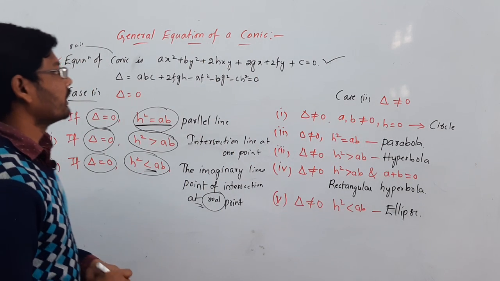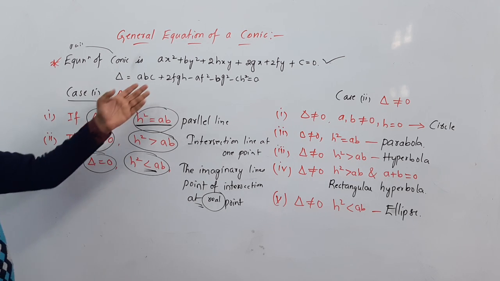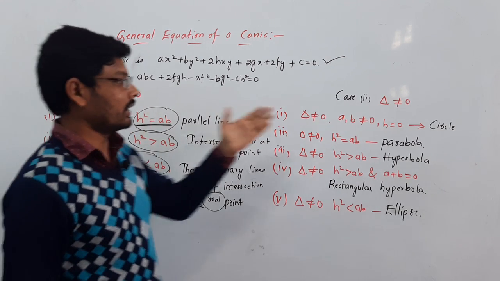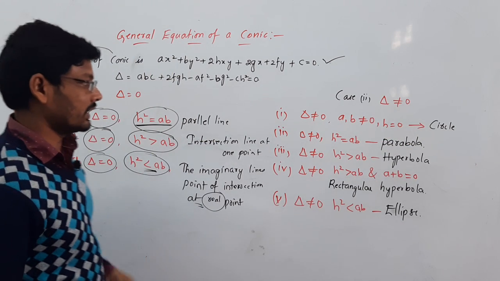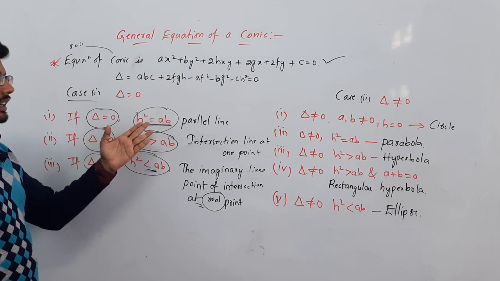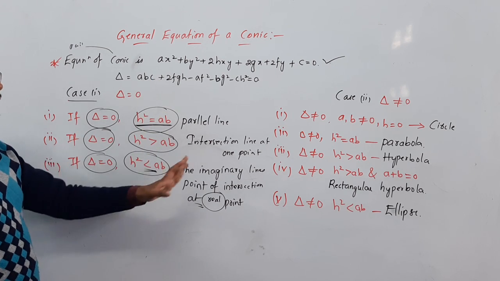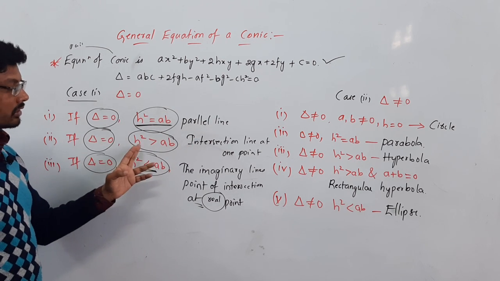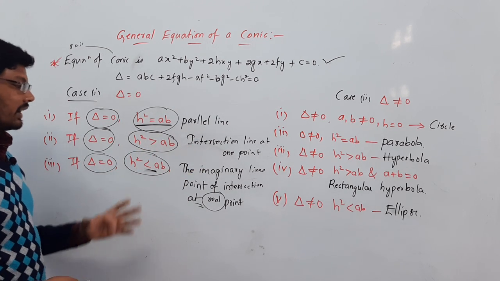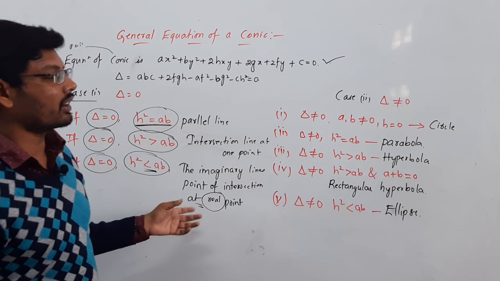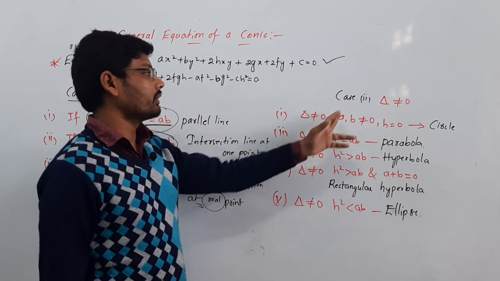Here this is the equation of a conic and this is the condition for delta. If delta is equal to 0 and delta is not equal to 0, two cases are there. If delta is equal to 0, if the condition h square is equal to ab, then they are said to be parallel lines. If h square is greater than ab, then they are intersecting lines. If h square is less than ab, then they are imaginary lines intersecting at a real point.